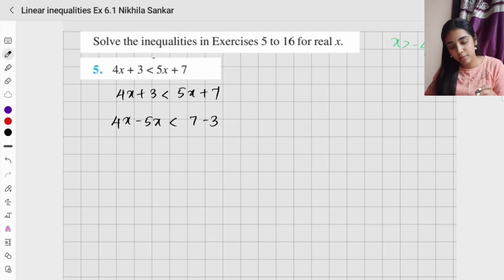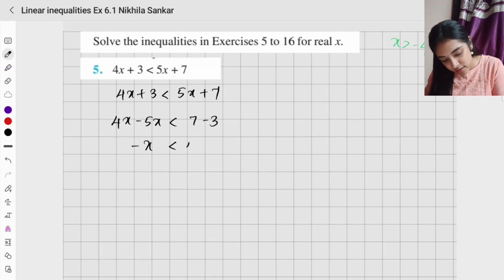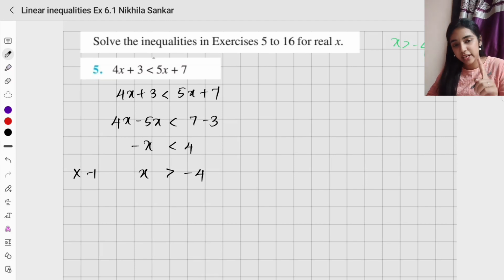So I have minus x less than 4. I'm going to multiply by minus 1 on both sides. So I'll have x greater than minus 4. The inequality changes when we are multiplying or dividing by negative numbers.